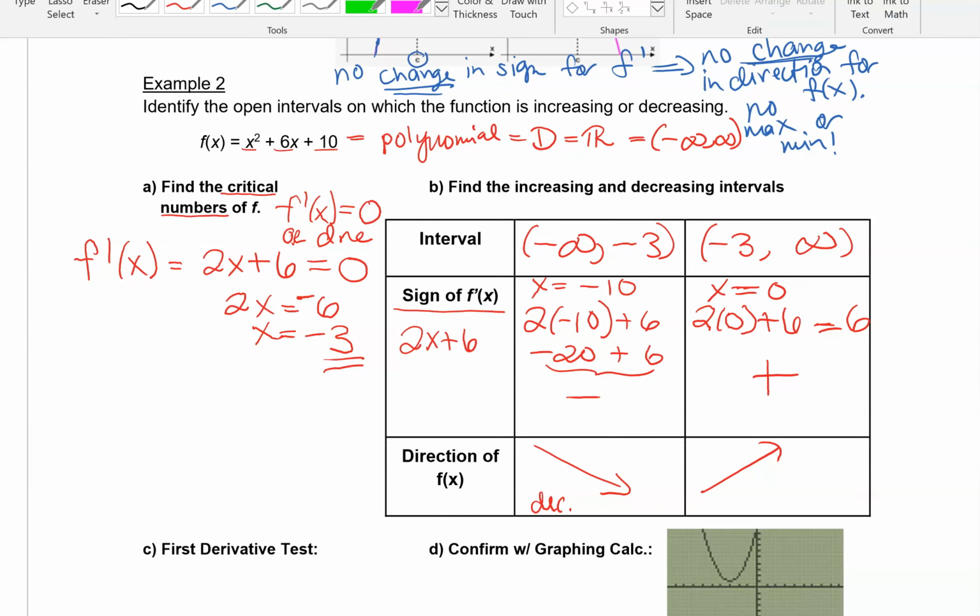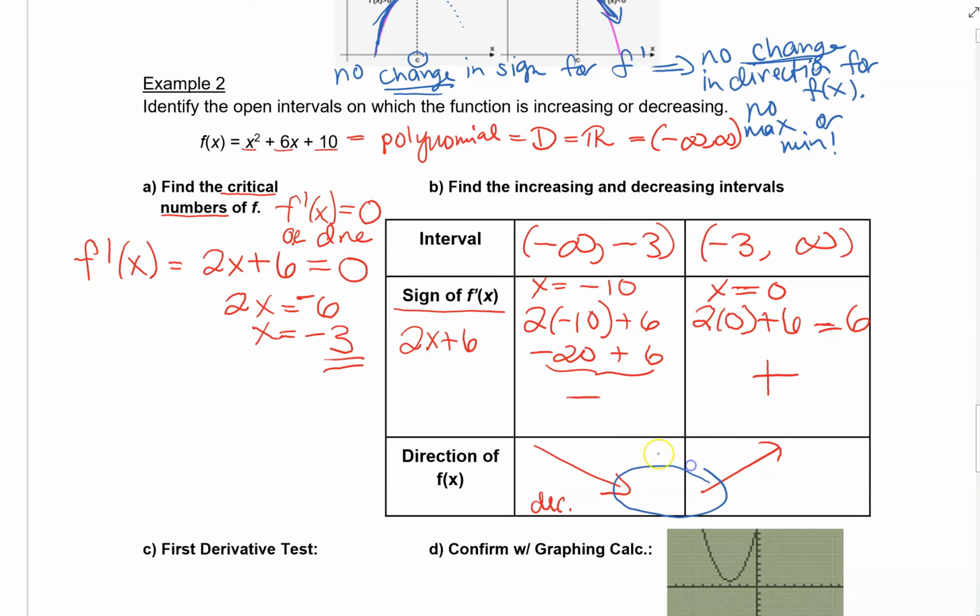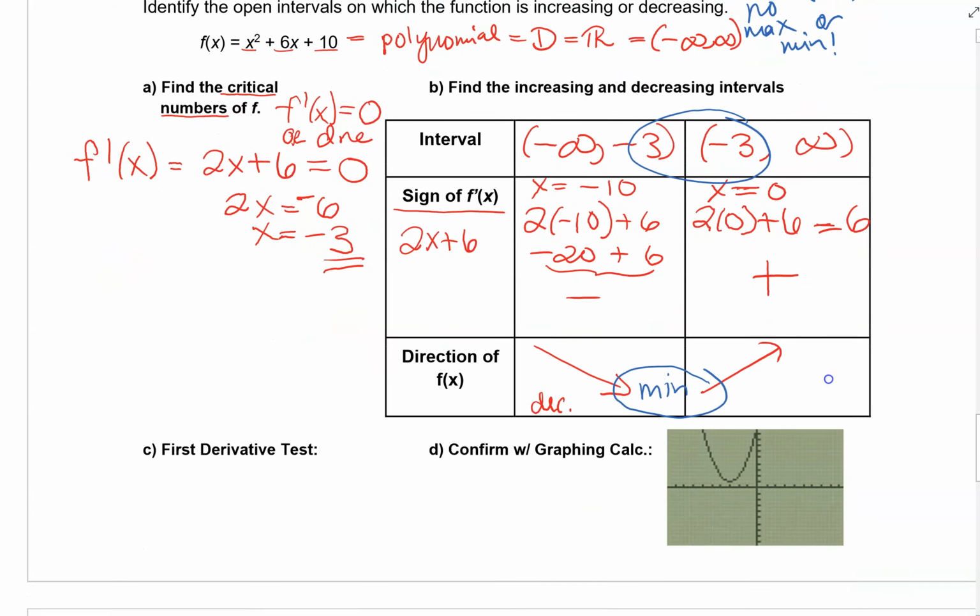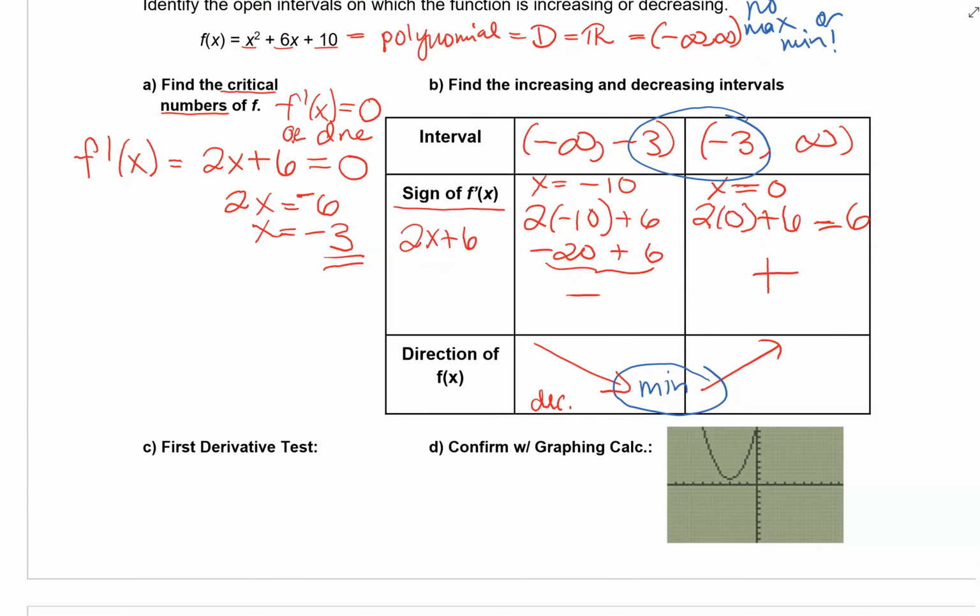So I can see just visually that it must hit a minimum value at negative 3. You can look at the graph as well. I can see, okay, yeah, it was decreasing. Here's negative 3 and then increasing. So that is a minimum value. In fact, we can even tell that it's an absolute min.